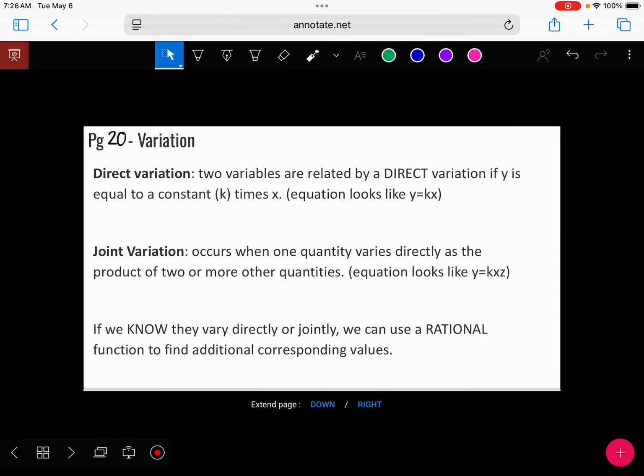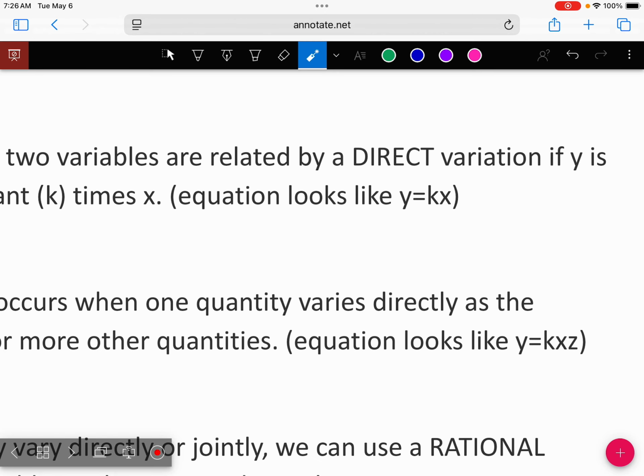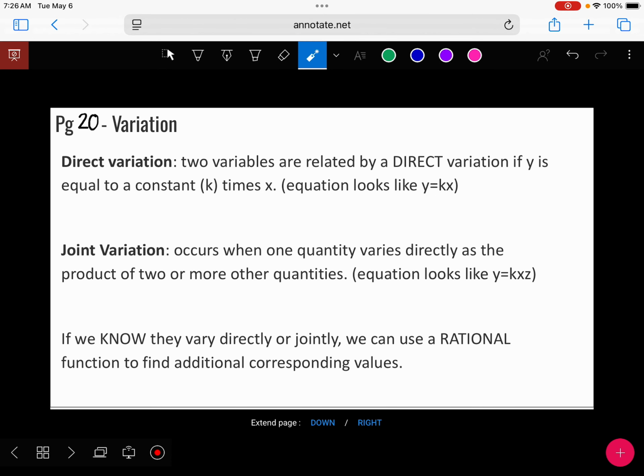So we're going to work with something called variation. What that is, it's relating two variables and it's telling us how they interact across an equal sign. So direct variation means they are directly across from each other. So it's going to say something like y varies directly with x, or a varies directly with b. And what that means is it's going to be y equals some number times x. That some number is one of the pieces we're going to try and figure out.